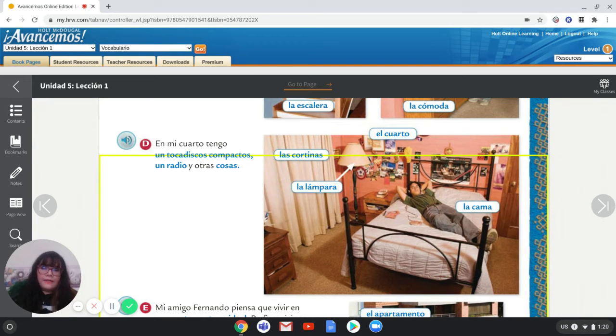Tiene un radio. That was in that first picture. He also has cortinas, curtains, aquí. He has a lámpara, a lamp, aquí. He has la cama, the bed.